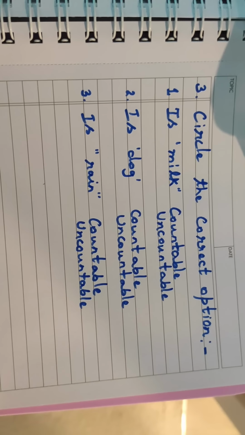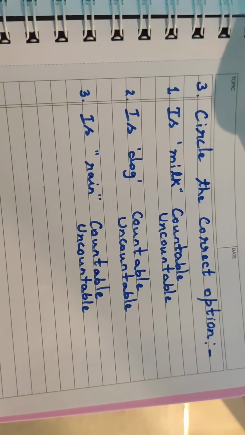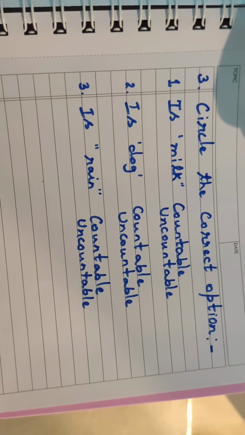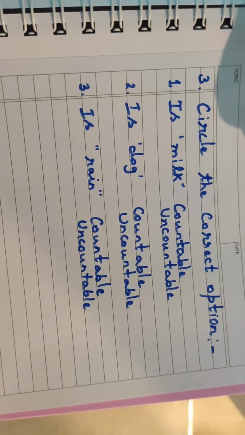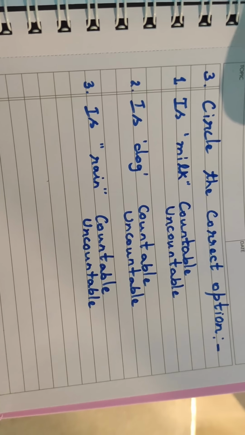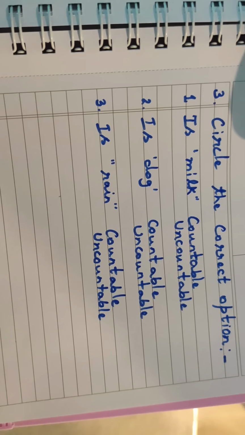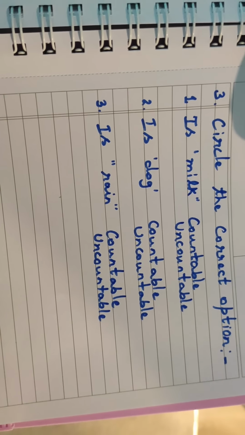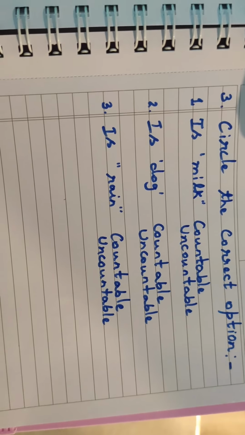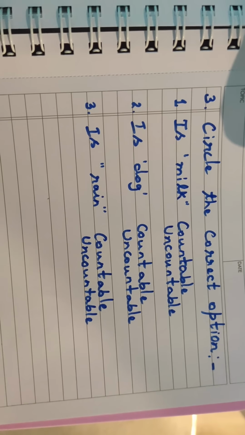Third one. Circle the correct option. Is milk countable or uncountable? You have to circle uncountable. Is dog countable, uncountable? You have to circle countable. Is rain countable or uncountable? No, rain is uncountable. You have to circle uncountable.